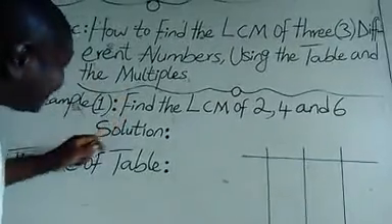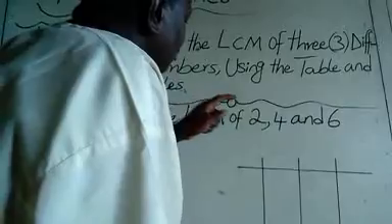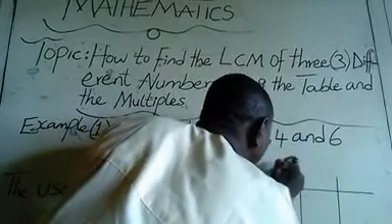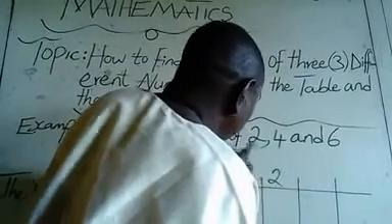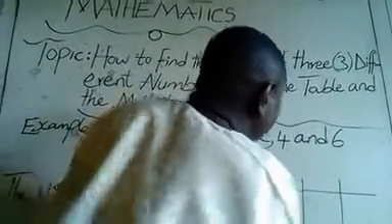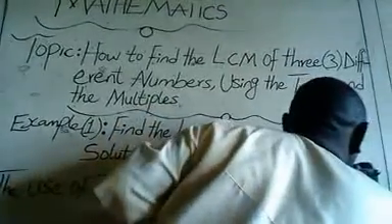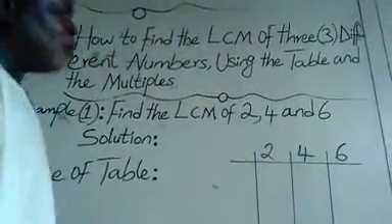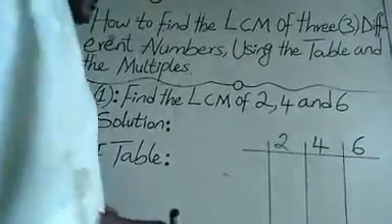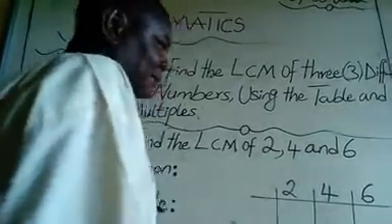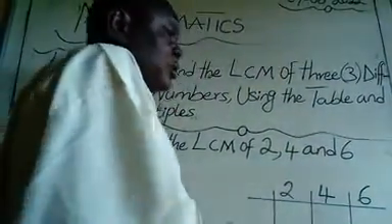Example 1. Find the LCM of 2, 4, and 6. I have to write down 2 here, 4 here, and 6 here. Okay? Now, I'm going to look for a factor that I can divide 2 by without a remainder, that I can divide 4 by without a remainder, and that I can divide 6 by without a remainder.